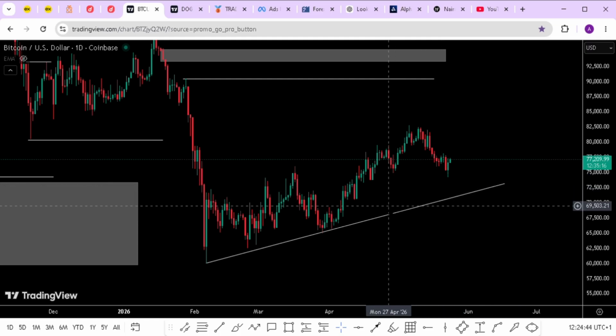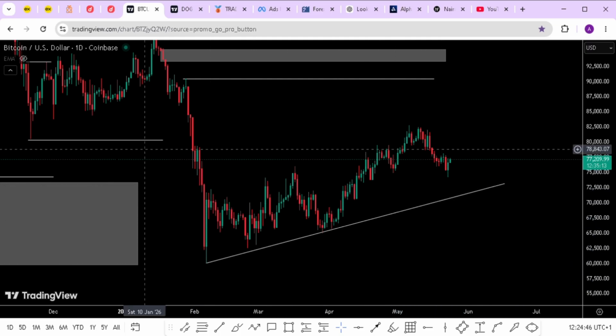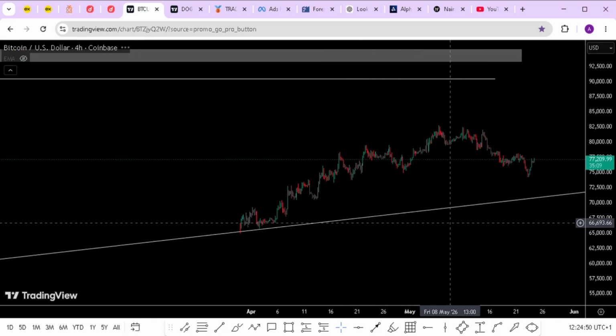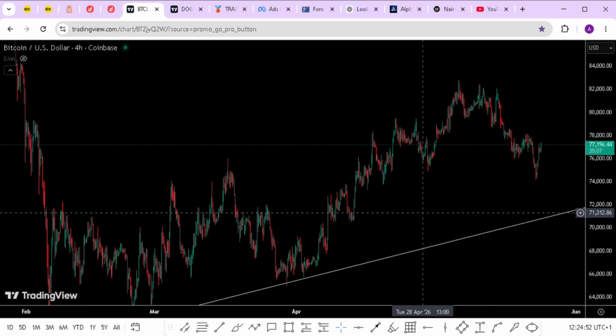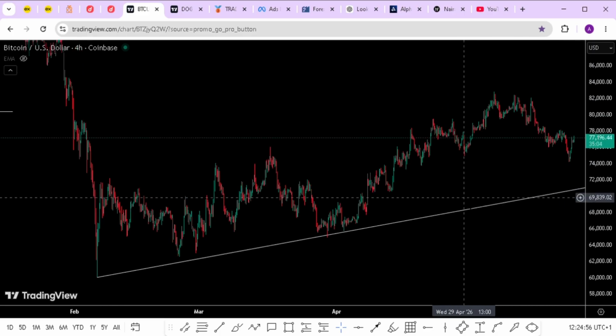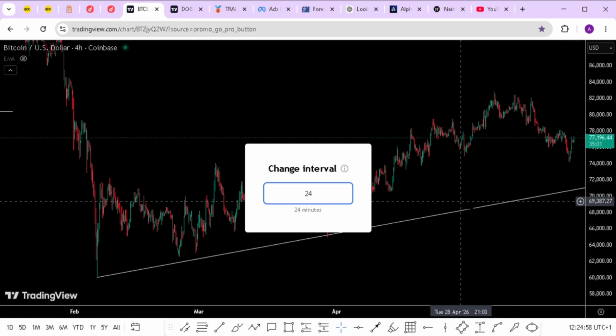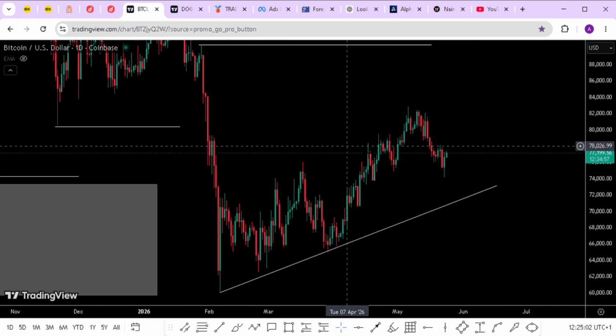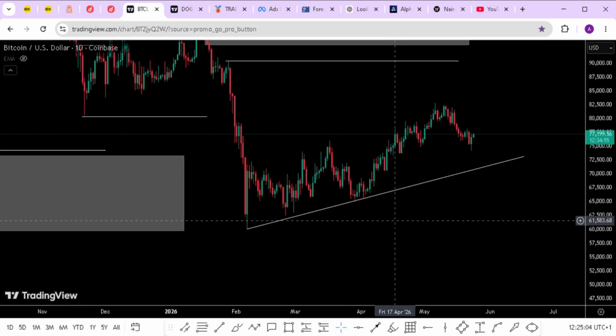So in this case now, if we want to look at what this is doing in 4H, let's check it in 4H. This 4H candle seems to be too many for me. 24 hours. Let me check how we can analyze this based on 24 hours.